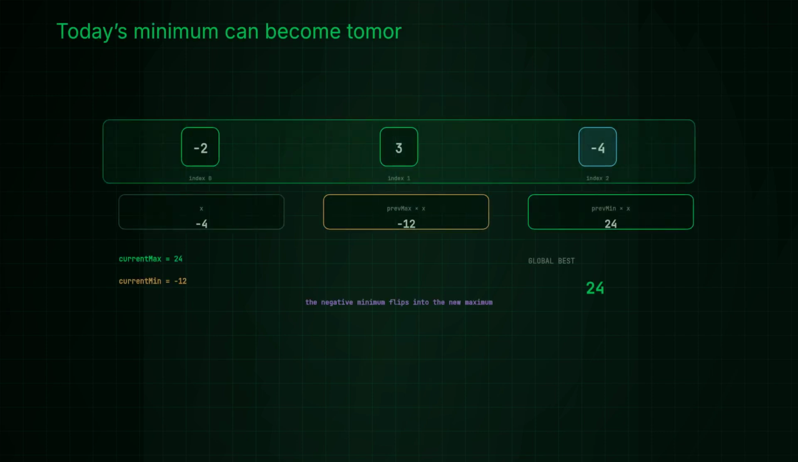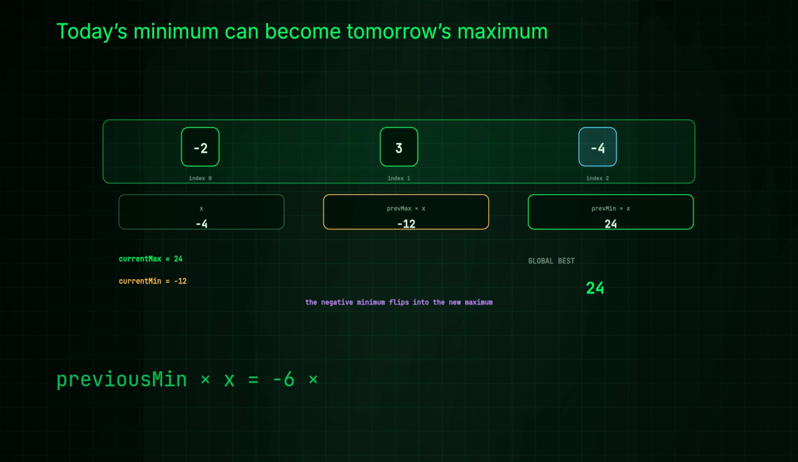The minimum is not a bad value to discard. It may be a large negative product waiting for another negative. For example, negative 6 times negative 4 becomes positive 24. So every step preserves both extremes, the largest and smallest product ending at the current index.